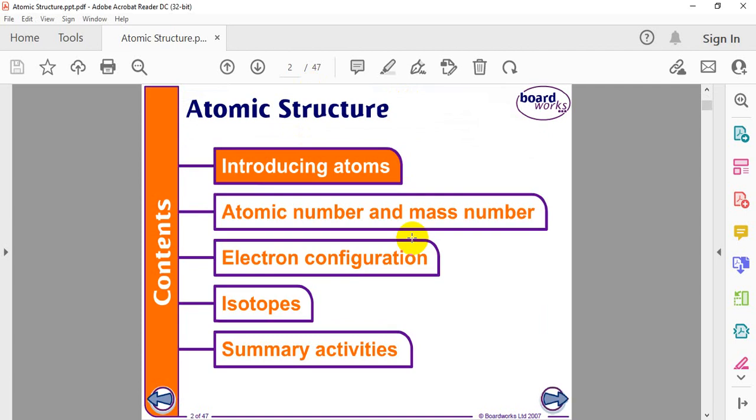So, as part of our course content, we'll be looking at the structure of an atom. We want to introduce what an atom is, atomic number and mass number, electron configuration, isotopes. Then we review what we've learned so far.